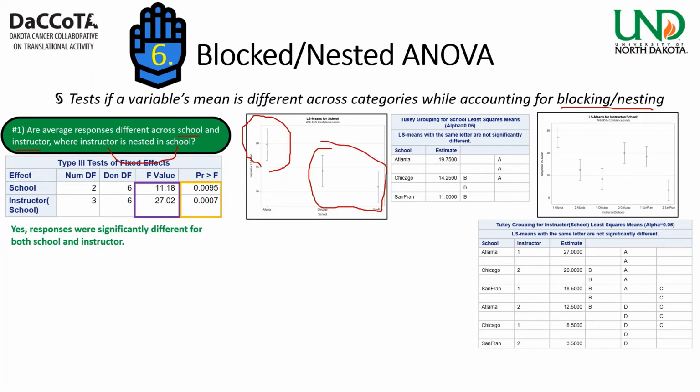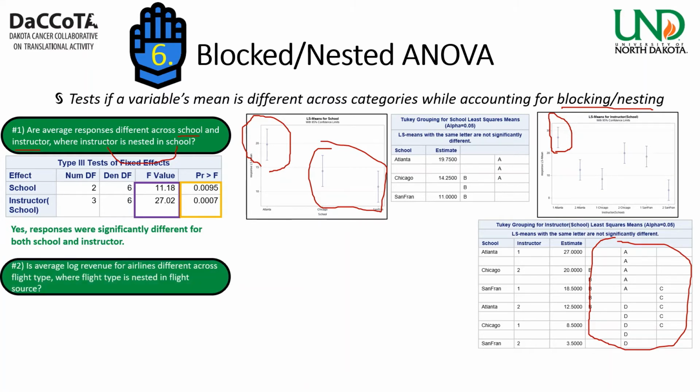We see the ones with the highest response were Atlanta instructor 1, and then so forth. And we see here that in this output, we get the numbers like A, B, and C's to be able to fill out this graph if we want to later on. Okay, let's look at another example.